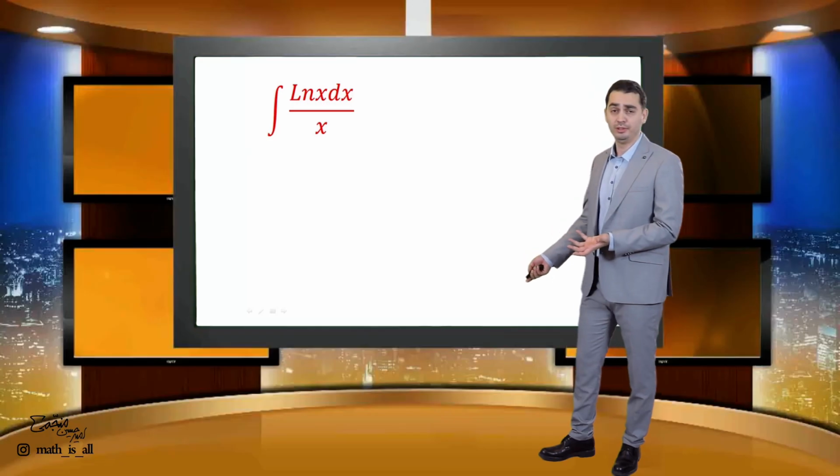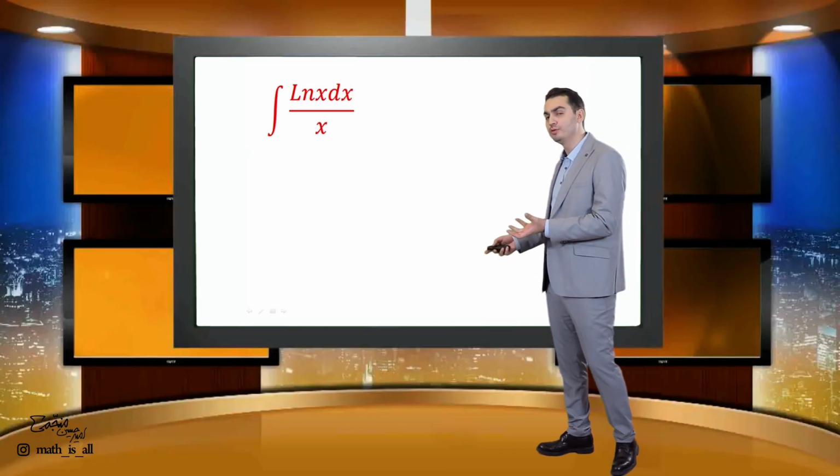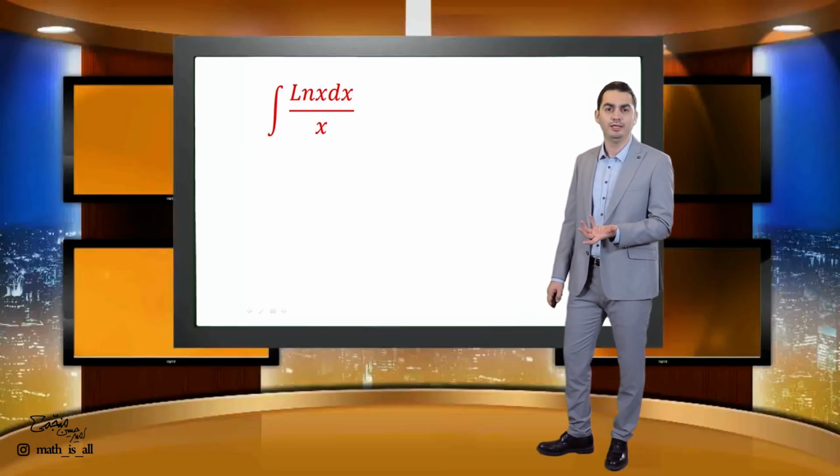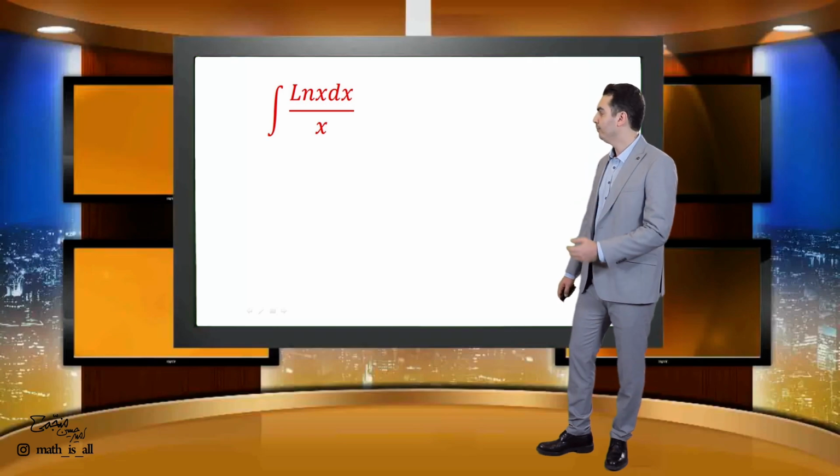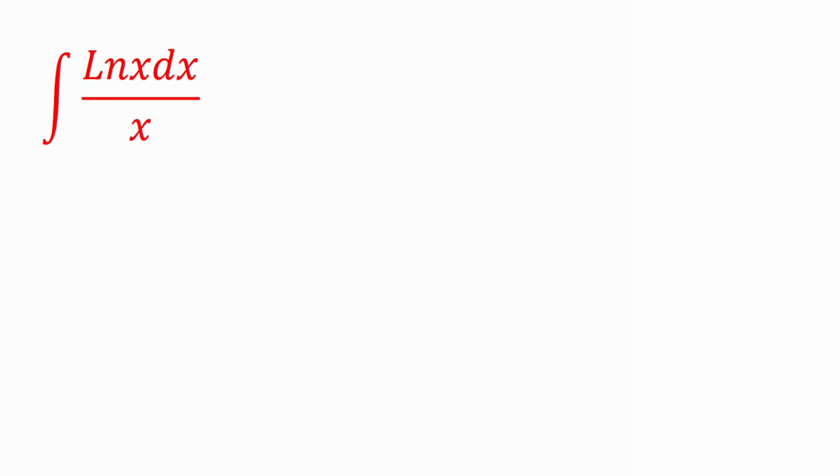What options do we have? We have an x, but I told you we never take just x as u. What's left is the natural log of x. Let everyone take the natural log of x as u. Let's see how we can solve this.